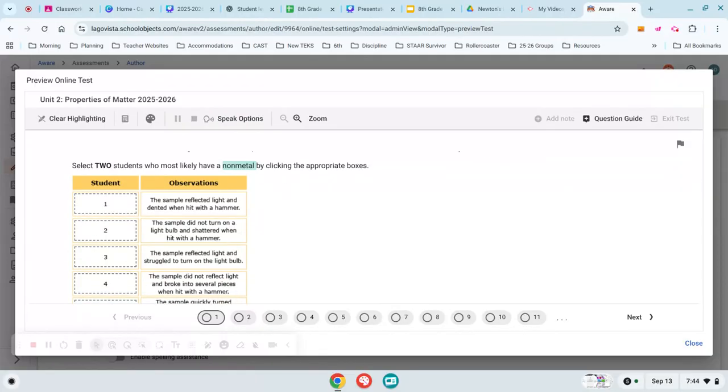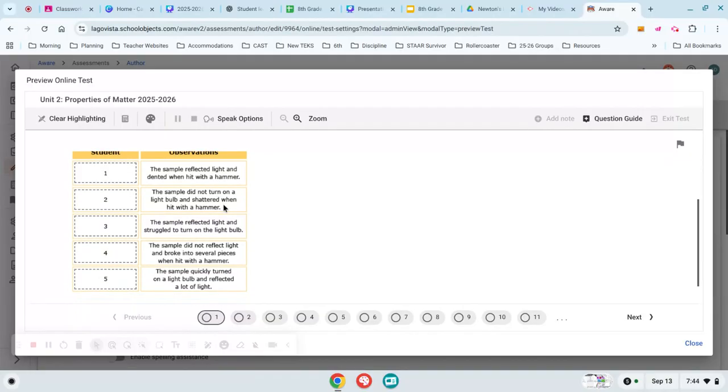So it says the sample reflected light and dented when hit with a hammer. It doesn't say that it's brittle because it just dented. It didn't break into different pieces. And if it reflected light, that tells me that it could be metallic. So I'm going to say that's probably not a non-metal.